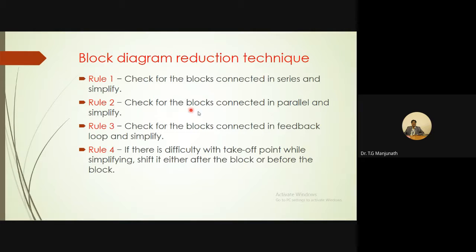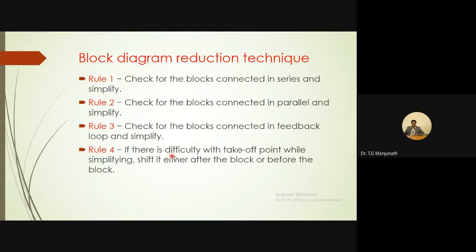Next, you check for the blocks in parallel. Whenever the blocks are in parallel, you add the block values. Then after checking series and parallel, you go for eliminating the feedback loop. To eliminate the feedback loop, you have to check whether it is positive or negative feedback. Then you find G divided by 1 plus GH if the feedback is negative, and G divided by 1 minus GH if the feedback is positive.